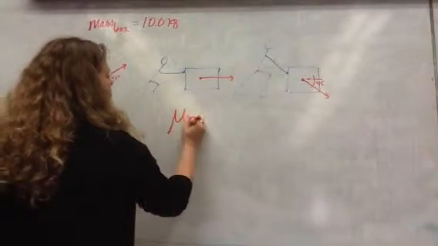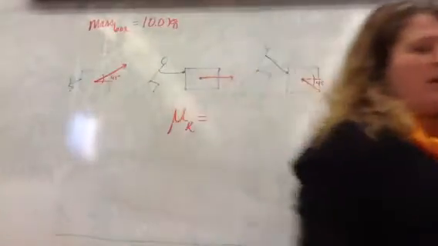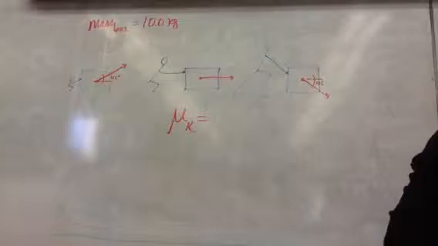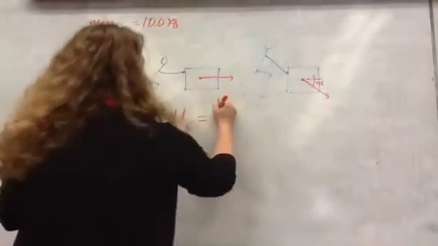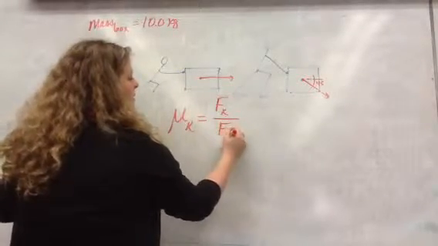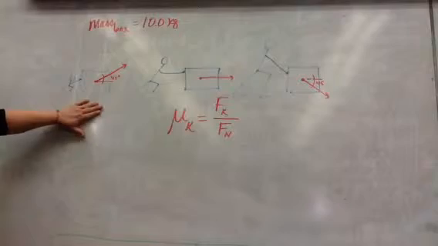So mu sub k is equal to the force of kinetic friction over the normal force. Right? Okay, good. So let's look carefully at each of these scenarios.